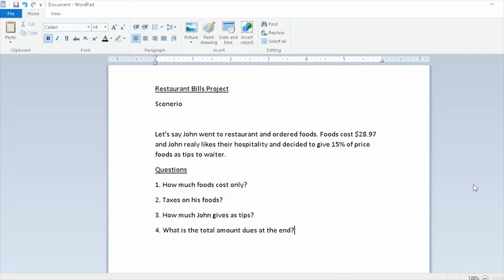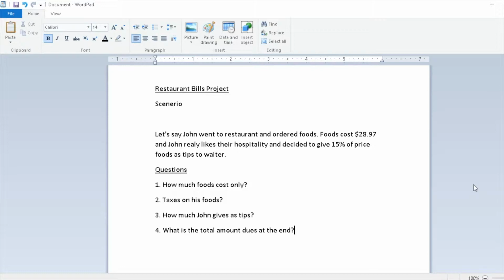Okay, this is the scenario of the project here. The topic of the project is restaurant bills, and this is the story. Let's say John went to the restaurant and ordered foods costing $28.97, and John really likes their hospitality and decided to give 15% of the food price as a tip to the waiter. The questions are: how much is the food cost only, the taxes on his foods, how much John gives as a tip, and what is the total amount due at the end.